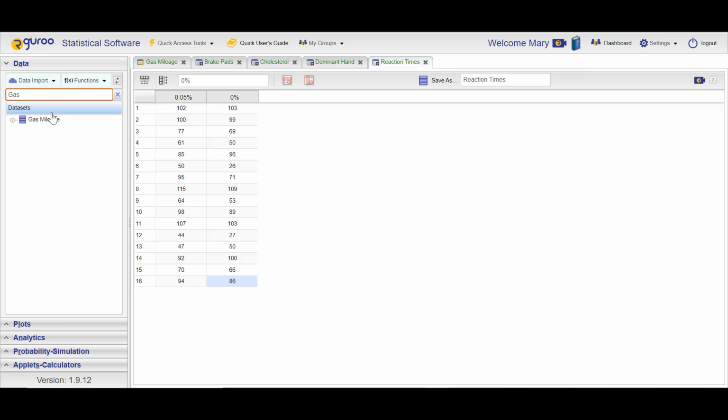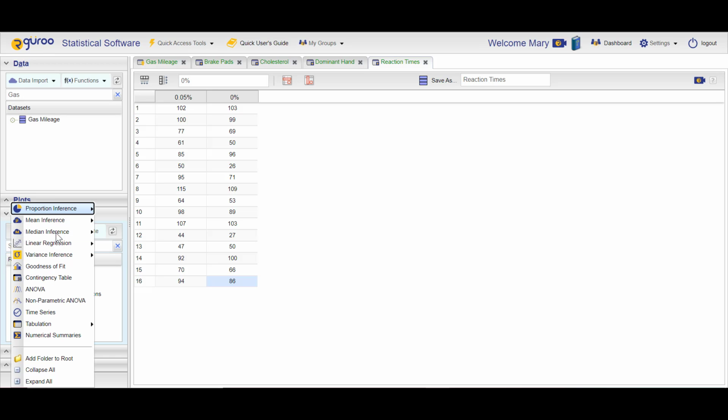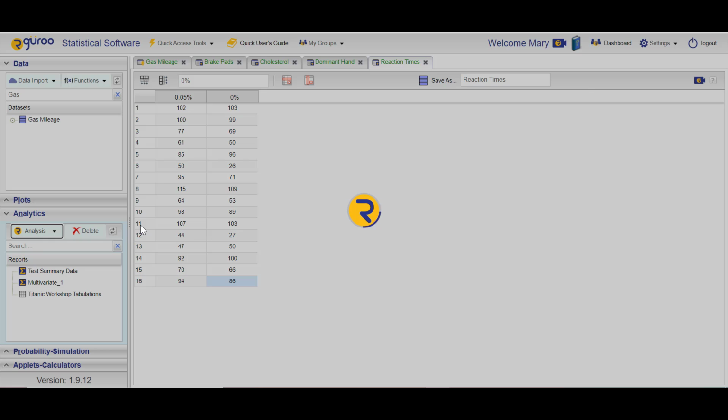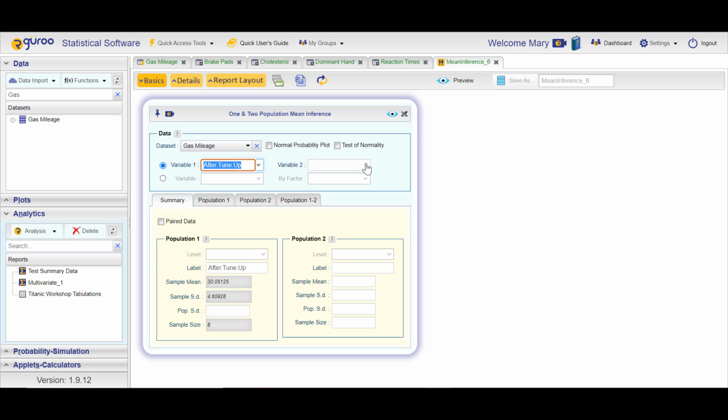Okay, so let me show you something cool. When you do this, I want gas mileage. That's what I called it, right? So when I go to run the test, I'm going to go to analytics and analysis, and I'm going to do a mean inference 1-2 population. Because I searched it here, when I go to select data set, there's only one data set. I don't have to scroll through all of them, and I can just click here. So gas mileage, and then I want to subtract after tune-up minus before tune-up.